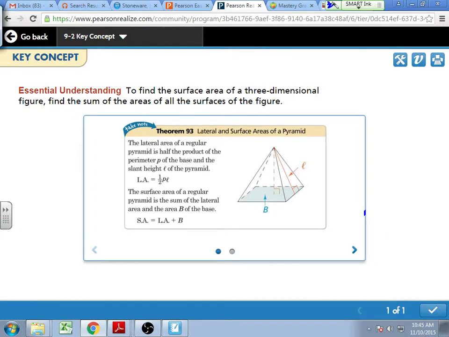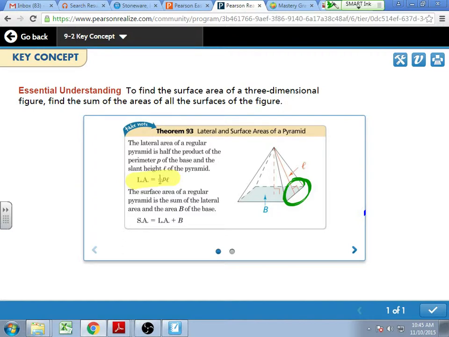So that's why lateral area now, instead of just being perimeter times the height or the length between the bases, now length, this is where people make mistakes. Length is the perpendicular distance from the edge of your base up to the point where they all meet. So it's kind of like your apothem.